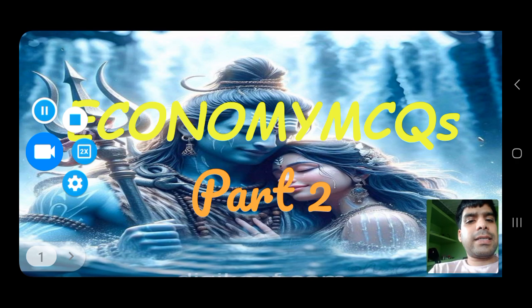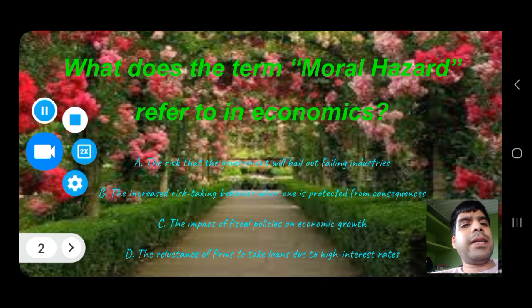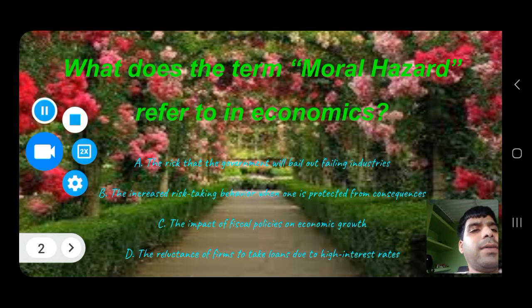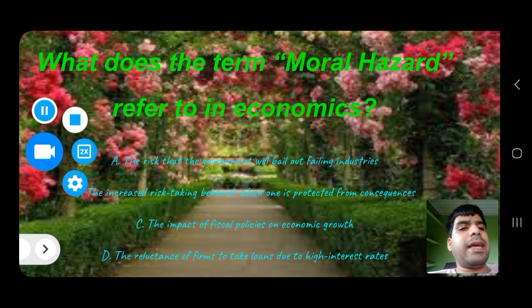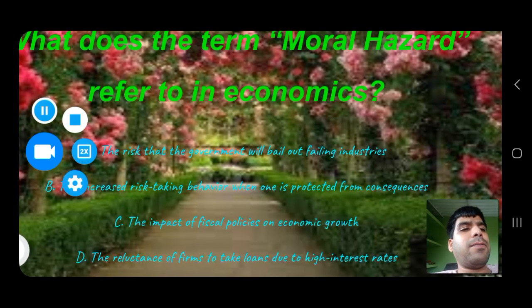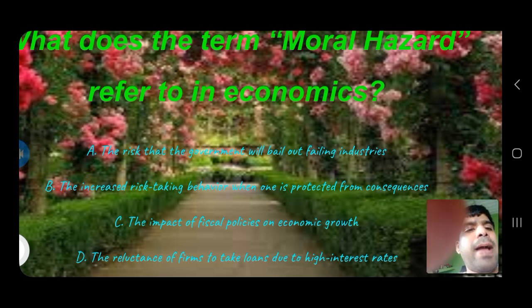Let's get started. And the first question is, what does the term moral hazard refer to in economics? And the options are: option A, the risk that the government will bail out failing industries. Option B, the increased risk-taking behavior when one is protected from consequences. Option C, the impact of fiscal policies on economic growth. And option D, the reluctance of firms to take loans due to high interest rates.